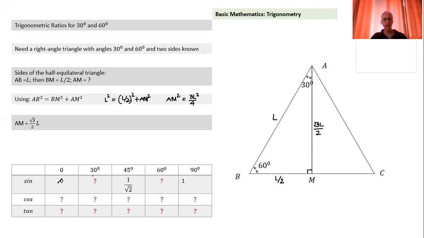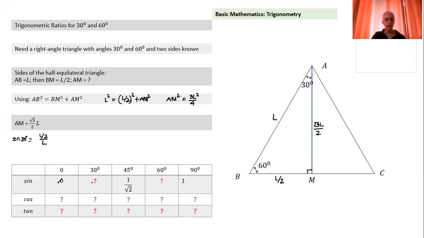Can we find the ratio of sine 30? So can we fill up all the question marks here? Sine 30. I have to find the ratio of sine of this angle. Sine of any particular angle is opposite side by hypotenuse. So sine of 30 will be equal to, what will sine 30 be equal to? Sine 30 will be equal to L by 2 divided by L.